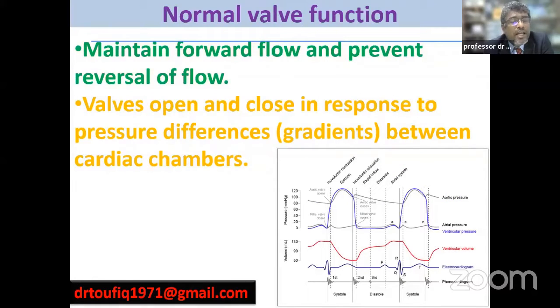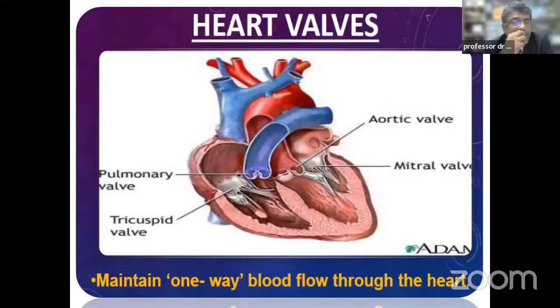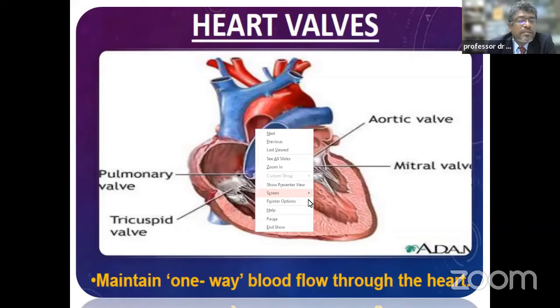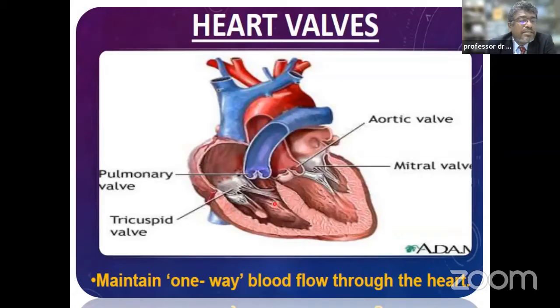So this is actually the function of the valves. We all know that valves maintain forward flow, and they prevent reversal of the flow. As the aortic valve is damaged or diseased, the patient has features of aortic regurgitation. These are the valves we know. These are the different types of valve. This is the pulmonary valve, this is the tricuspid valve, this is the aortic valve, and this is the mitral valve.